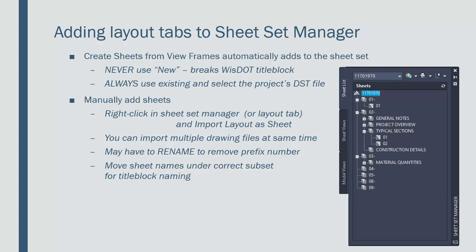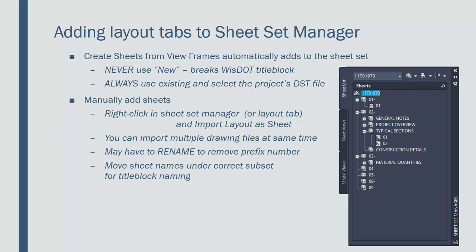Now, if you're not using that method, if you're manually adding them, what you want to do is right-click in the Sheet Set Manager or the Layout tab. Either the Layout tab or any part of the Sheet Set Manager will allow you to choose an option, Import Layout as Sheet. If you right-click on the subset where it needs to go, notice like all the 02 drawings have an area in the sheet set there. You just right-click on the subset, tell it to import layout as sheet, and it will drop in. You can import multiple drawing files at the same time. So many times you won't have multiples, but you can. You can kind of browse around and pick the ones that you need to import at any given time.